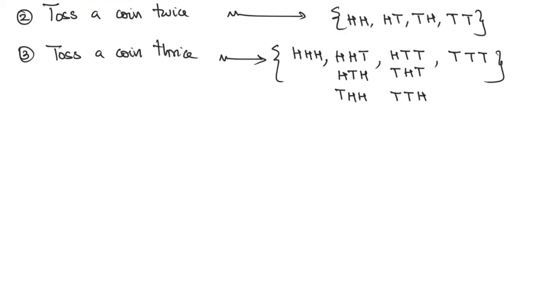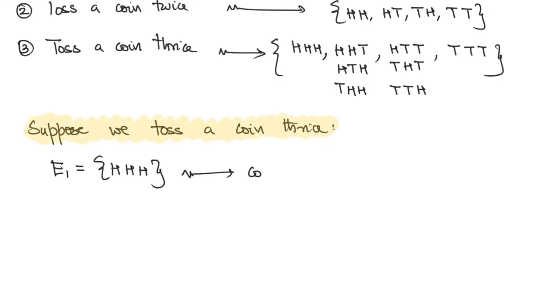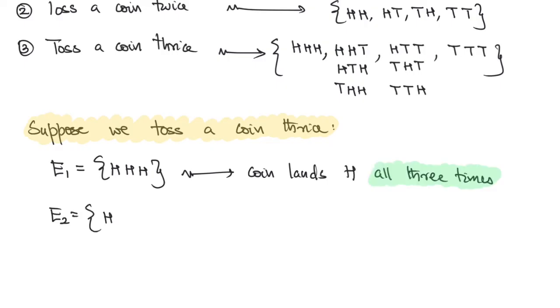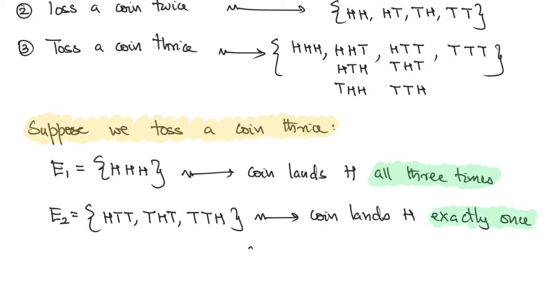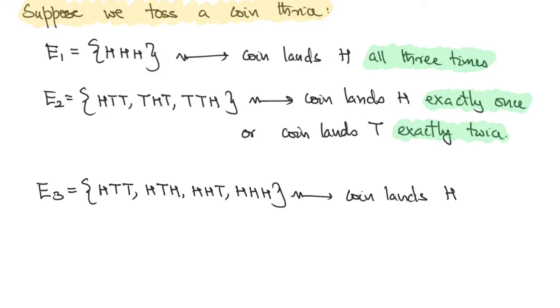Now, if we toss the coin three times and think of this as our experiment, we can think of multiple events. If we consider the event E1 consisting of HHH, then this corresponds to the situation where the coin lands heads all three times. The event E2 corresponds to the case when the coin lands heads exactly once, or equivalently, that the coin lands tails exactly twice. The event E3 is slightly different from E1 and E2. In this case, one way to describe this event is that the coin lands heads on the first of the three tosses.